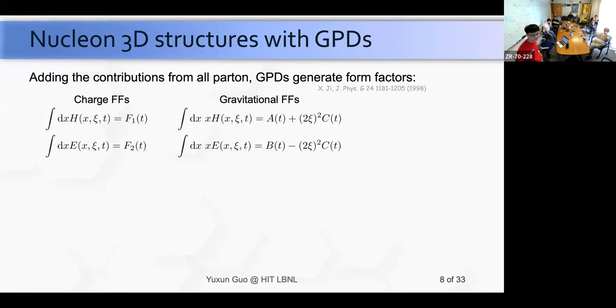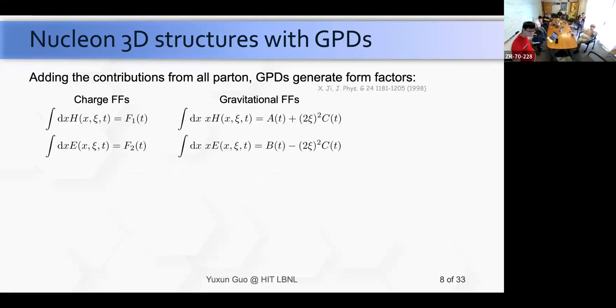This is simple, right? For instance, you can sum over the GPDs: integrating over x, you sum over all partons of each GPD, and you get back to the Dirac form factors. There's another GPD called E, and you can sum over them to get the Pauli form factors. The same thing can be done for the gravitational form factors.